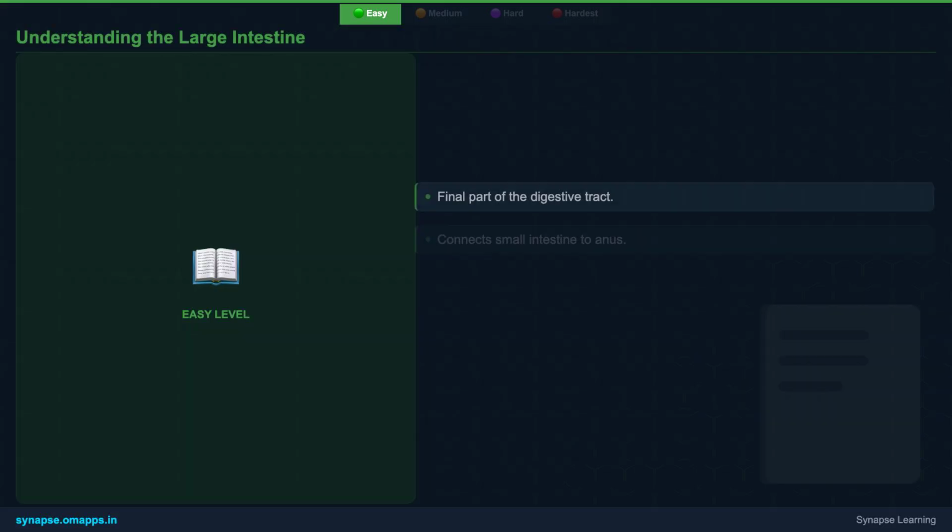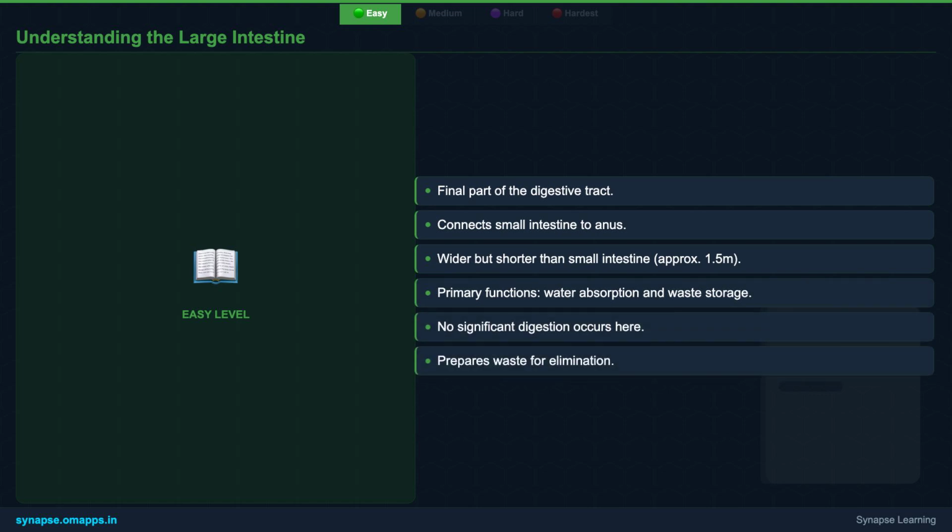The large intestine is essentially the last stop for food in your digestive journey. Imagine it as a wide, muscular tube, shorter than the small intestine, about 1.5 meters long. It connects your small intestine to the exit point, the anus. Its main purpose isn't to break down food, but rather to clean up and prepare what's left behind. Think of it as your body's waste management and water recycling plant.